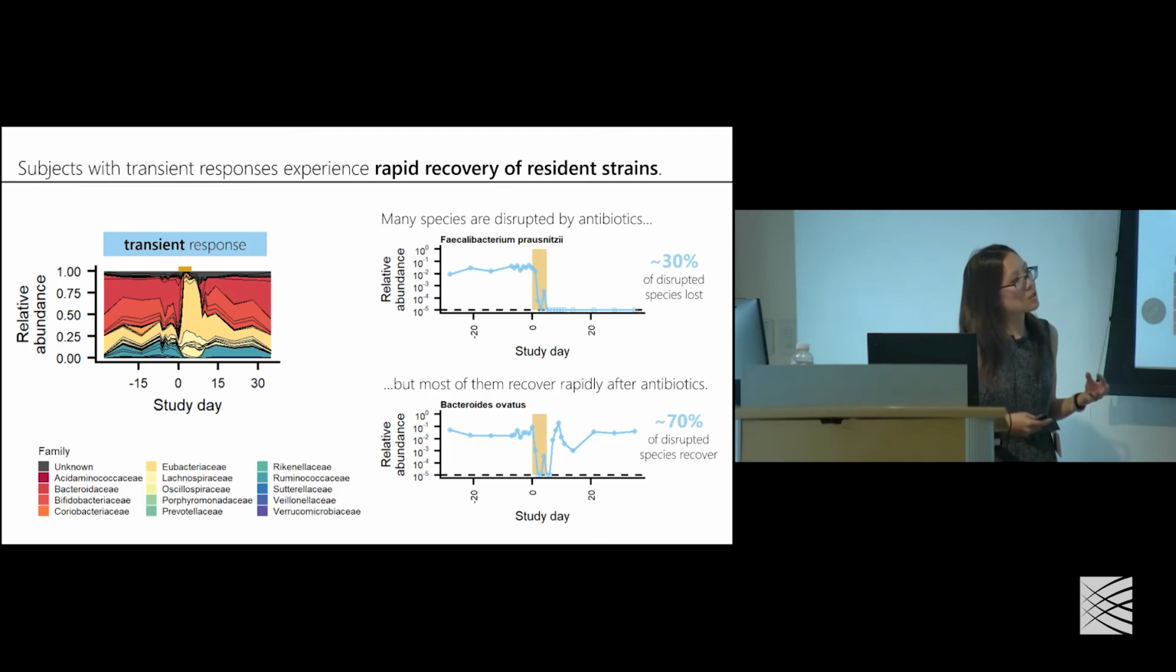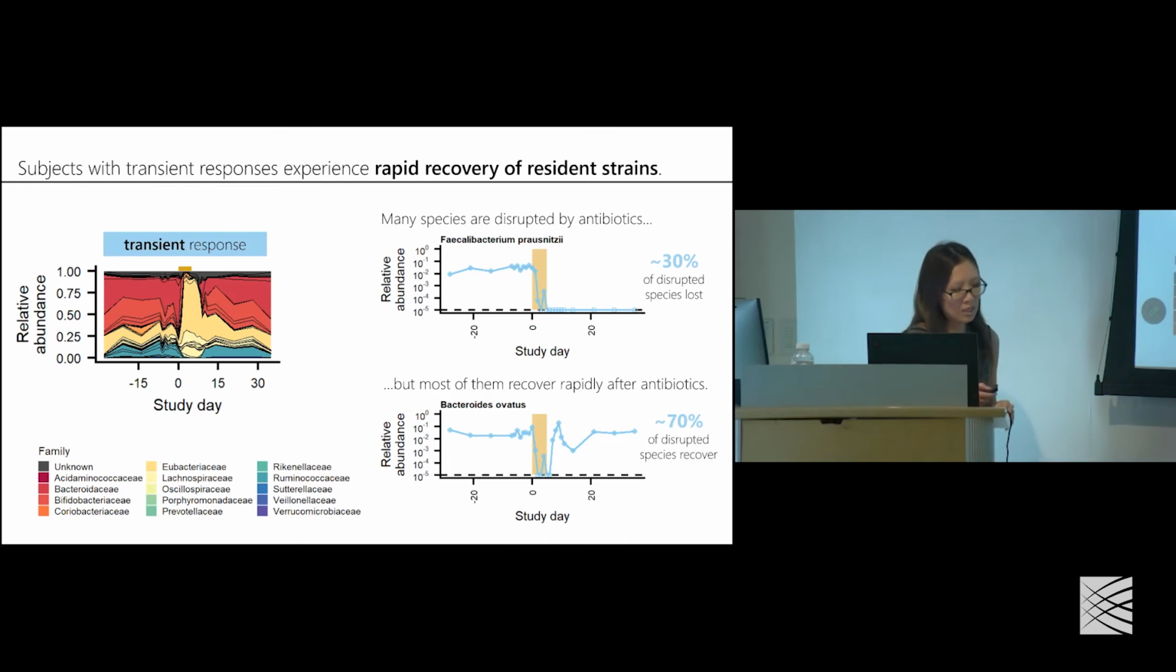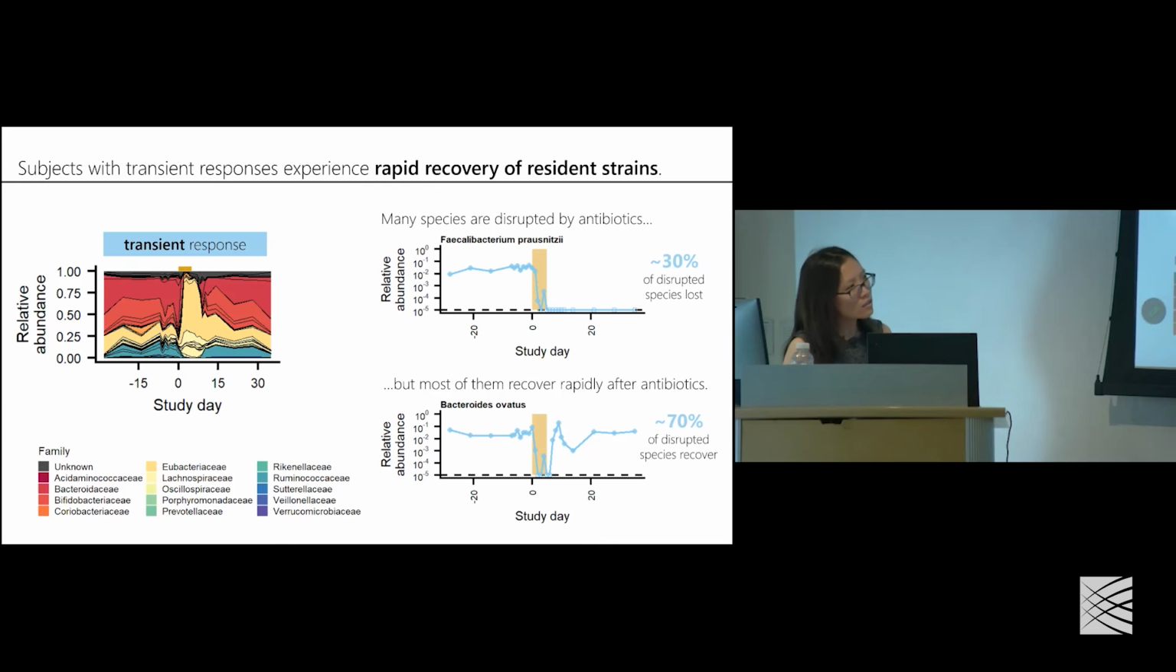Overall, among disrupted species, we saw that about 30% of them were lost within these subjects with transient responses, and most of them recovered. And the disrupted species represented anywhere from 1/3 to 2/3 of the species that we detected. And so this indicates that there are, yes, go ahead.